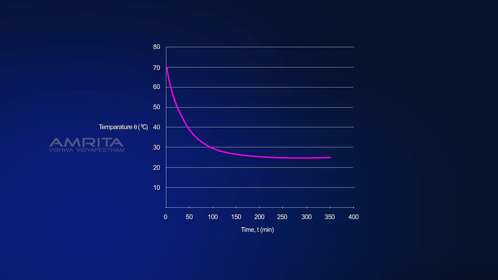The graph is an exponential curve and it shows that the temperature falls quickly at the beginning and then slowly as the difference of temperature goes on decreasing. This verifies Newton's law of cooling.